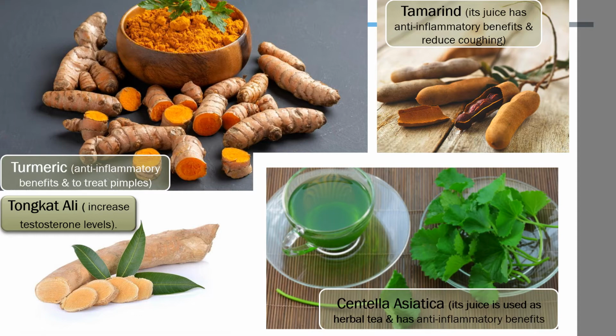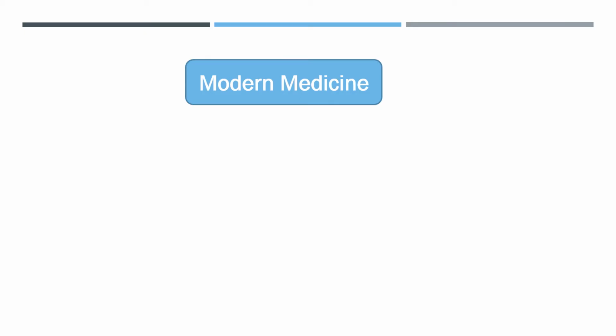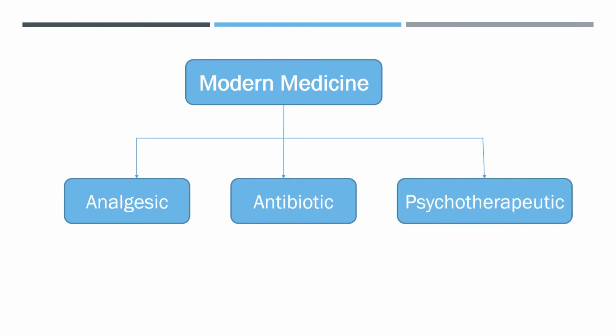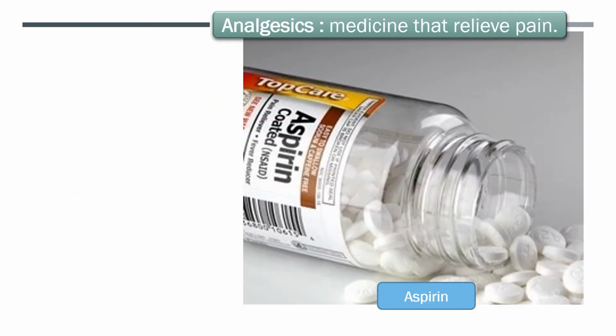Centella asiatica. The juice is used as herbal tea. It also has anti-inflammatory benefits. Now we look at modern medicine. There are three types of modern medicine: analgesic, antibiotics, and psychotherapeutics. Analgesic is medicine that can relieve pain.